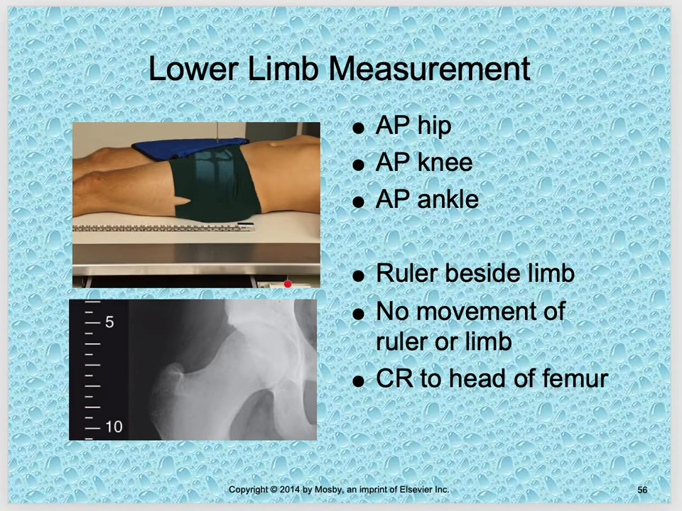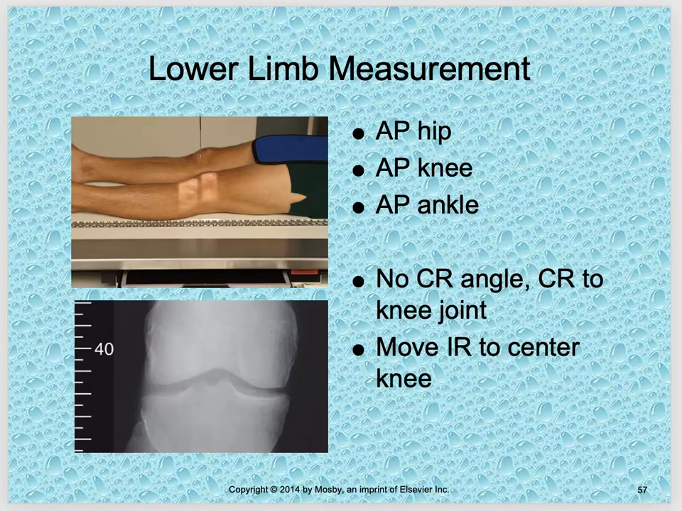CR to head of femur. So they're doing head of femur, knee joint, and ankle joint with the ruler, the length of that leg included in the image. Lower limb, AP knee. So no CR angle. You're not going to angle for that knee. It's going to be perpendicular. CR to the knee joint, and then move the IR to center the knee.